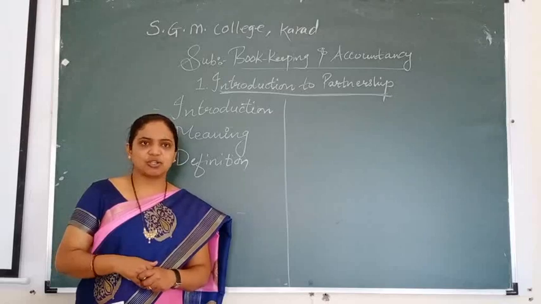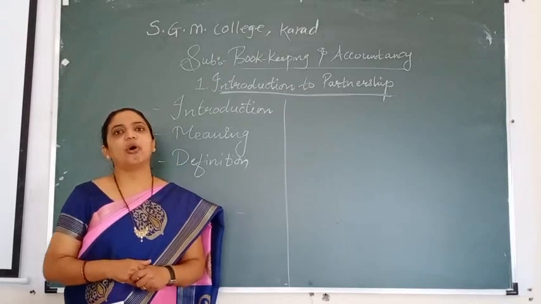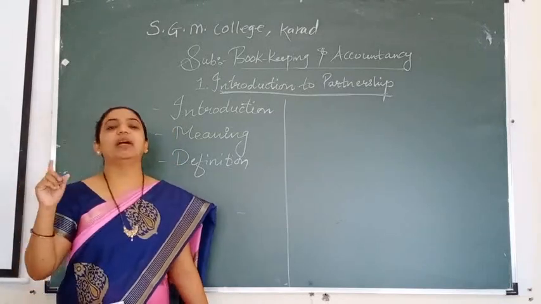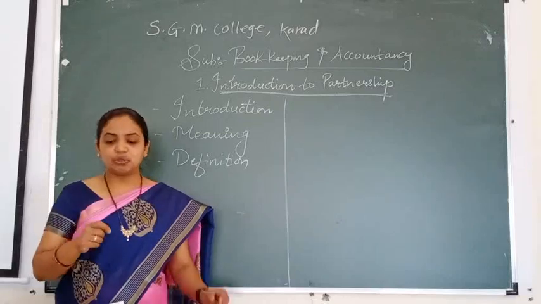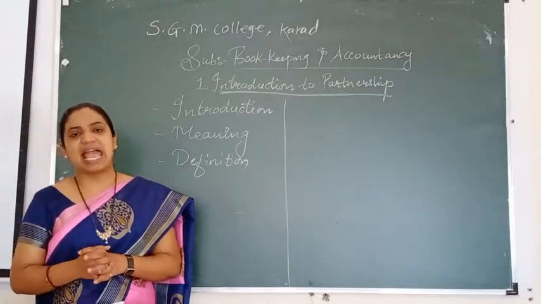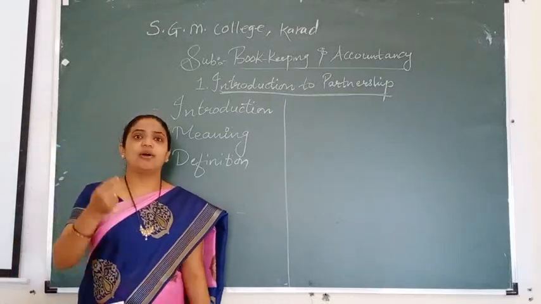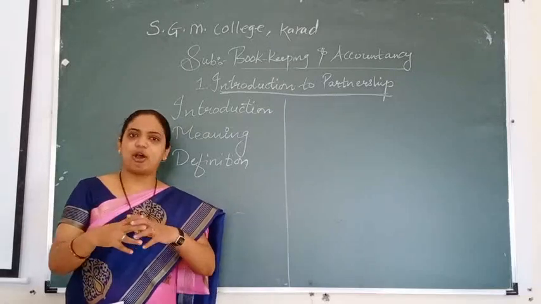According to the Act of 1932, Section 4, it is a relation between the persons who have agreed to share the profit of the business carried on by all or any one of them acting for all.